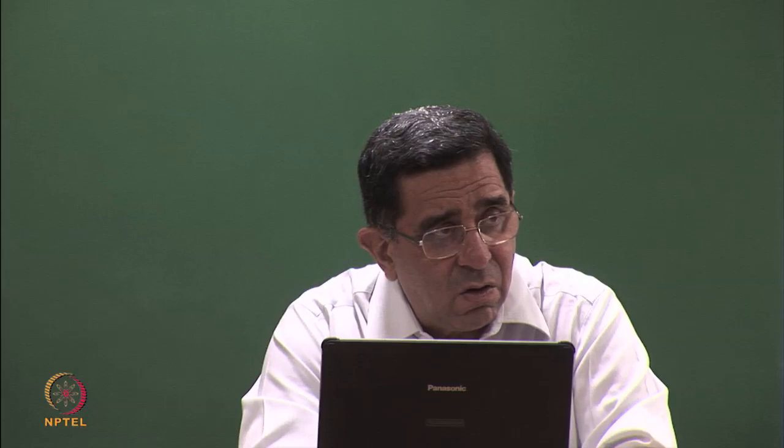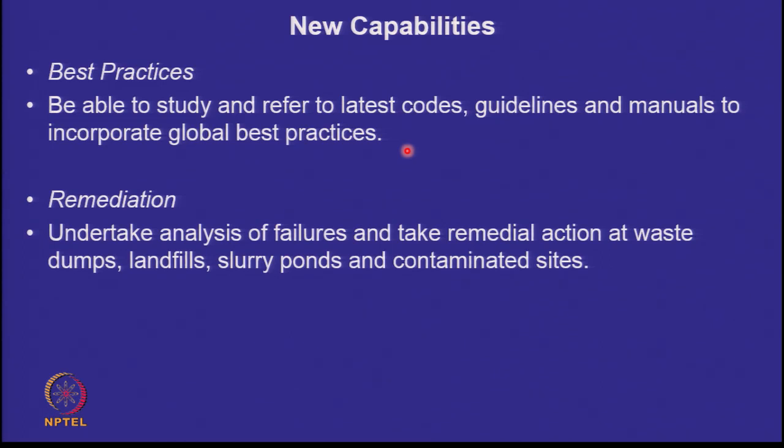Another thing is that a lot of failures are around us. Failures in the sense of slurry pond embankment failures, waste dump failures, contaminated site failures, meaning the dump has just contaminated the area. To analyze these failures, what has gone wrong, or to do investigation, or to quantify the extent of contamination, and to arrive at remedial action, even if you are not doing the remedial action yourself, to be able to evaluate proposals of remedial action, you are in a good, strong position to look at them.